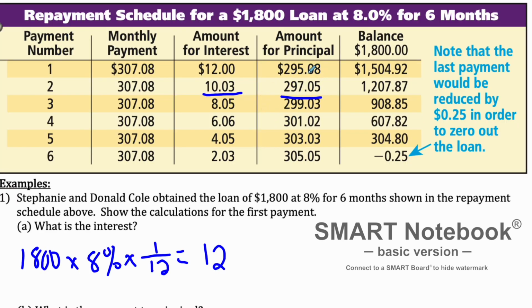297.05, and you can see more of our money is going towards the principal every month because we're paying it down. Our interest amount is less. The interest rate is still 8%, but the interest amount is less every month, about $2 every month. We can see it going down. So our amount to principal will go up. Less money in interest, more money in principal.